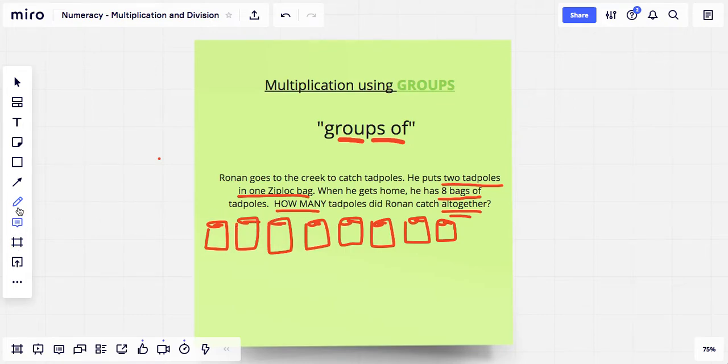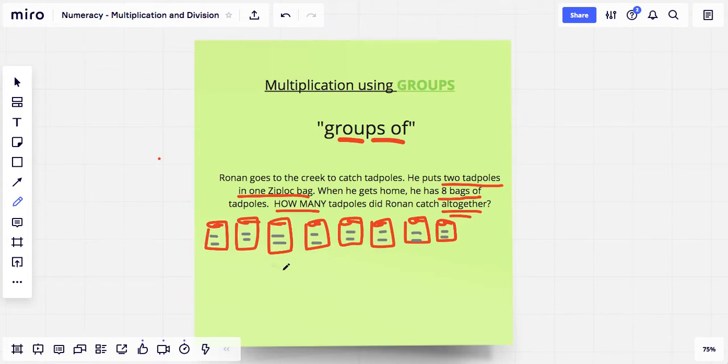And he had in each bag, we'll draw these little black tadpoles, 2. 1, 2, 1, 2, 1, 2, 1, 2. You notice the repetition. That's why we're going to go into multiplication, because we can speed up the problem solving process if we know our numeracy skills. Okay, so there's my tadpoles. Remember, he said he had 2 in each bag. So there are my tadpoles.